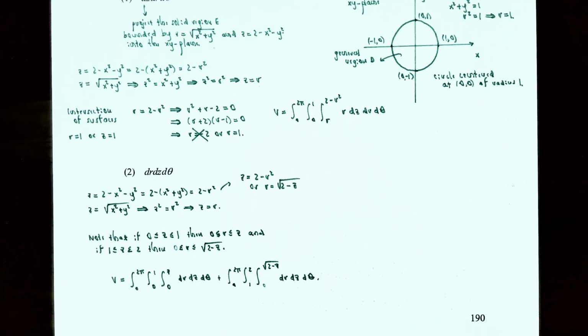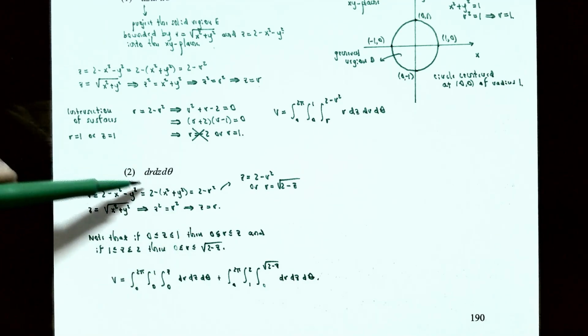So let's try a similar problem, number 2. This time we want the integration order to be dr dz d theta. Since we're integrating using cylindrical coordinates, it makes sense to change all the surfaces to be in terms of cylindrical coordinates. So we had the elliptical paraboloid. We know that was z equals 2 minus r squared. We also had the cone, which we knew was z equals r.